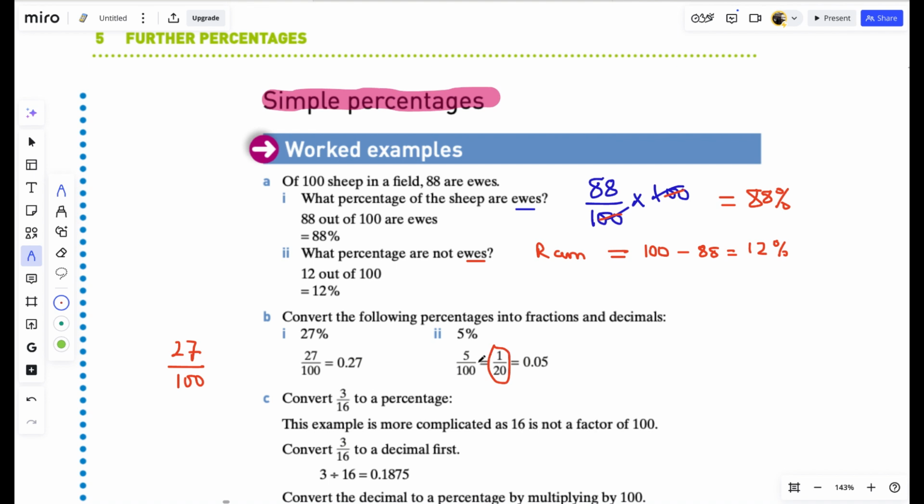If you want to put it in decimal, you just say 5 over 100, which is 0.05, because there are two zeros here and there's only one number here. So it becomes 0.05. That gives you the decimal.